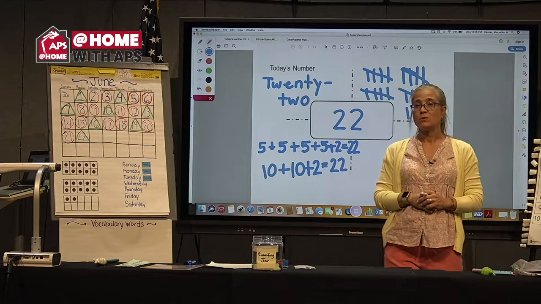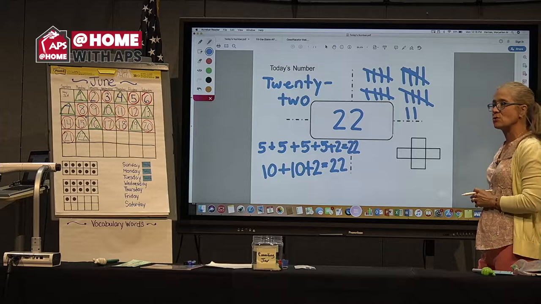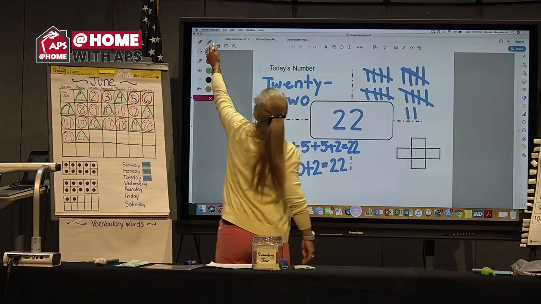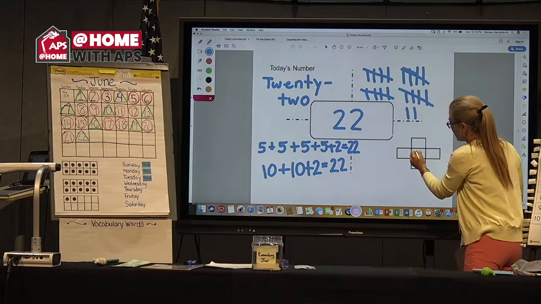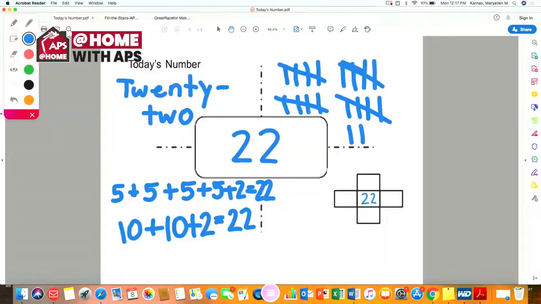The last way that we're going to represent 22 is by what would be around it on the hundreds chart, because we've been using the hundreds chart a lot also. So if I put 22, I think I might change the width of my pen. If I put 22 here, and we found that on the hundreds chart, we could think about what's around 22. Here's 22. What comes after 22? 23. What comes before 22?